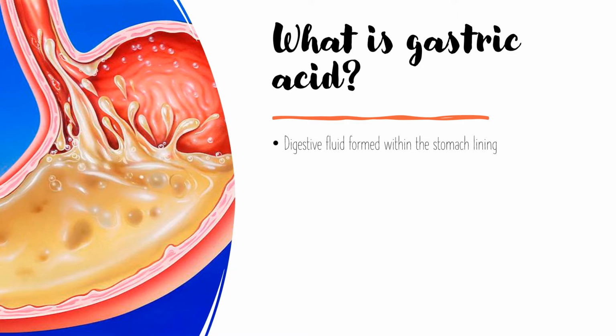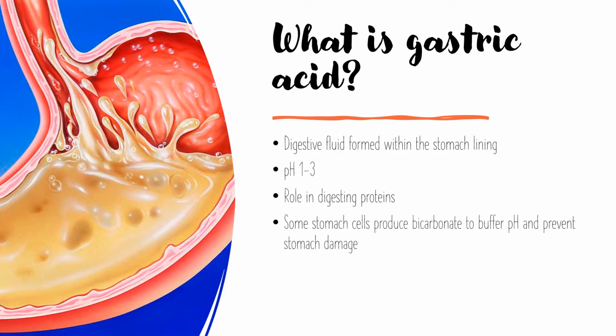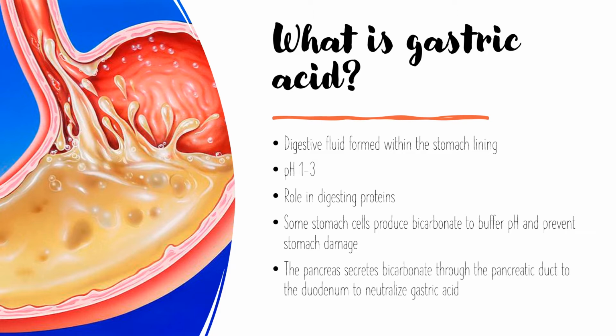Acid is a digestive fluid that is formed within the stomach lining and is highly acidic with a pH of about 1 to 3. Its role is to digest proteins. Some other cells in the stomach produce bicarbonate in order to buffer the pH of this acid and prevent damage, whilst the pancreas also secretes bicarbonate through the pancreatic duct into the duodenum to instead neutralise the acid.